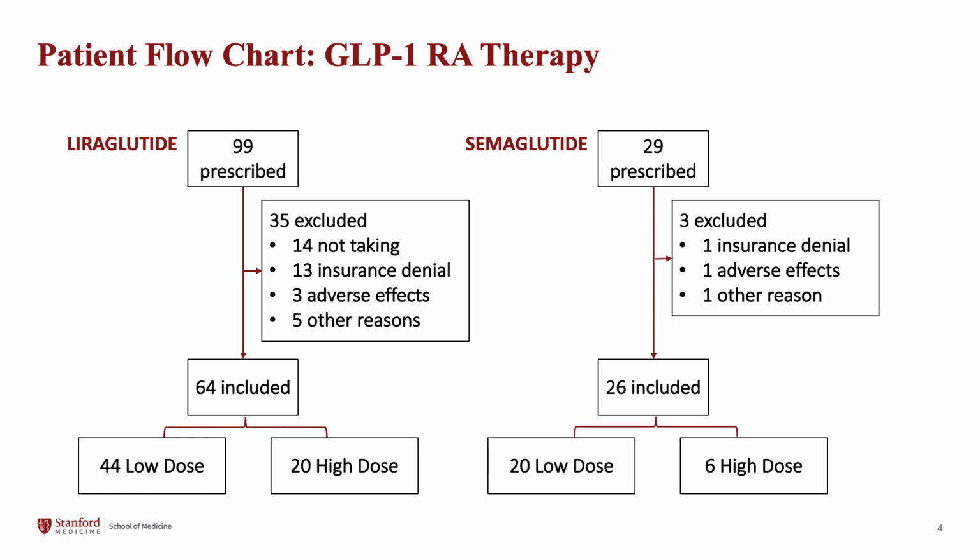Often, though, we find a barrier is getting insurance approval or cost for these medications, so access is a real issue. Our final cohort ended up including 64 patients on liraglutide and 26 on semaglutide. And I stratified here by low dose and high dose. So the low dose GLP-1s is what's typically indicated for patients with diabetes, and high dose is indicated for overweight or obesity.